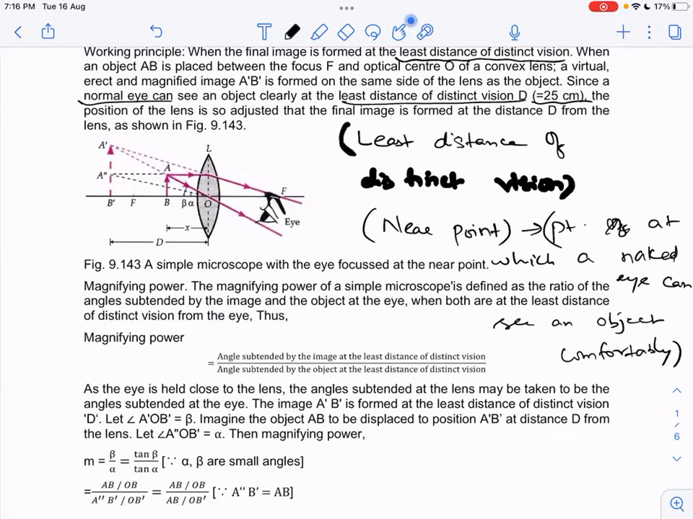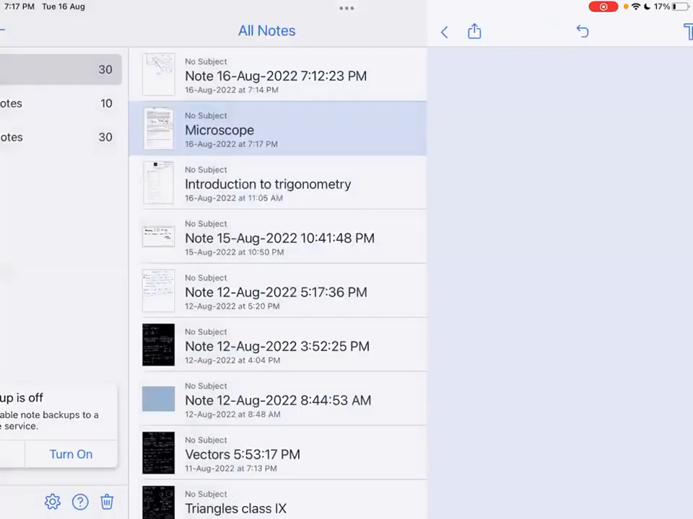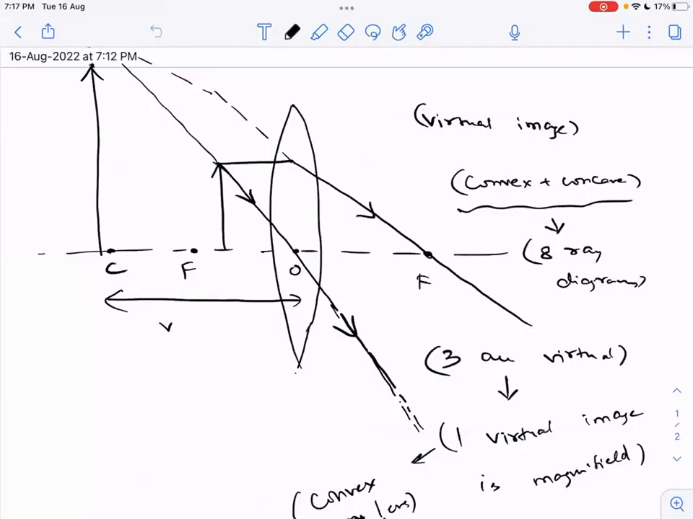Yes. Then, if you want the final virtual image to be formed at the least distance of distinct vision, you will adjust the position in such a way that the image is formed at the least distance of distinct vision. For which I will draw the ray diagram and show. The one I drew here is such that if this distance is u, then the final image is formed at the least distance of distinct vision.